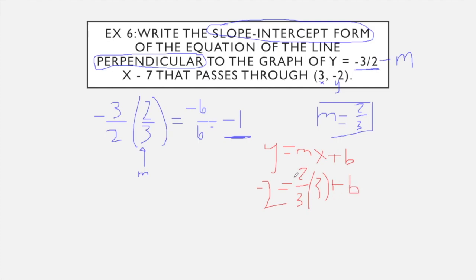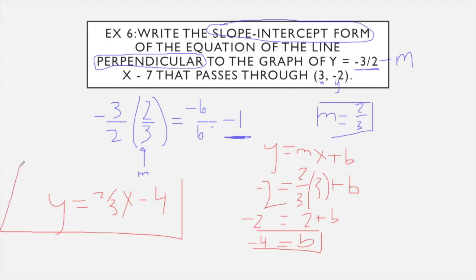Okay. So to get b alone, we'll multiply here. This will give me a +2 when I multiply. On the left, we still have a -2. To get b alone, we'll subtract 2 from both sides, and b will equal a -4. So b is that value. So to write my final equation, what do I get when I plug in m and b? Well, we know y equals 2/3, that's my m, x, and then my b is a -4. So y equals 2/3 x, take away 4. Have that for example 6.